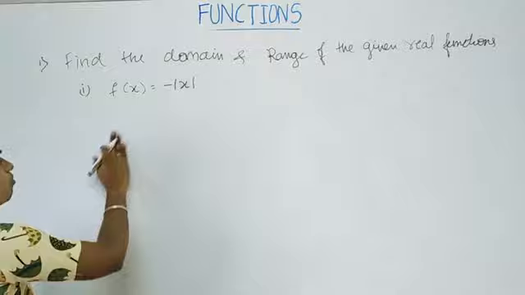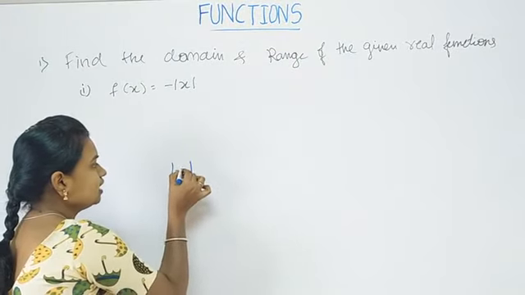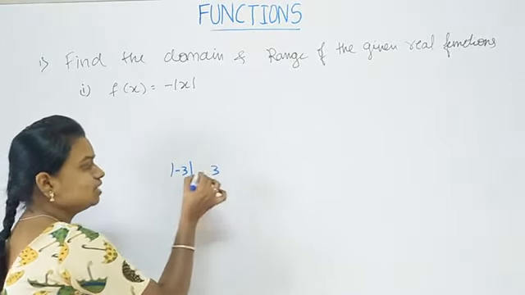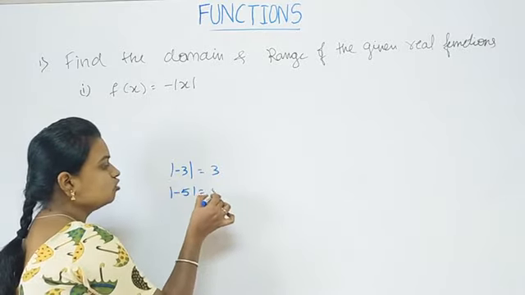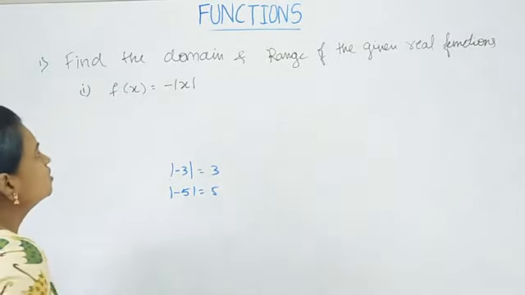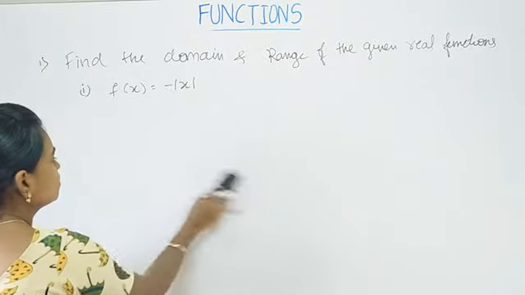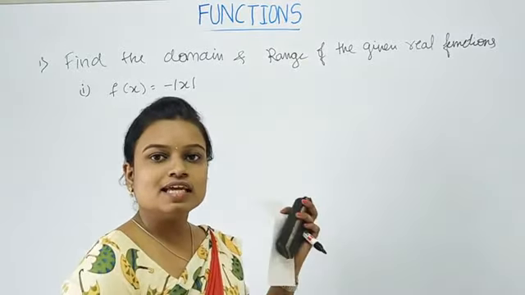Okay, so mod x, we already know that mod of minus 3, so negative becomes positive. Mod of minus 3 means 3. Similarly mod of minus 5 is equal to plus 5 only. Okay, so we have to find the domain and range, right? So for that, since it is a real valued function, its domain is any real number.